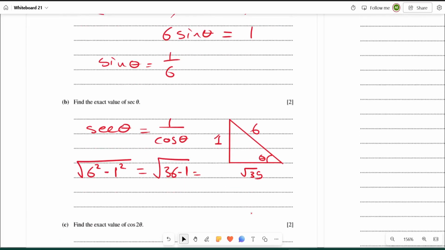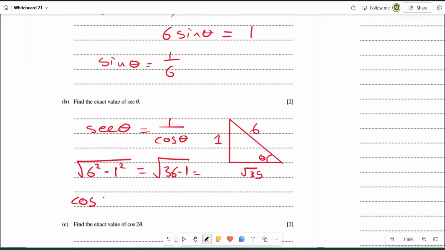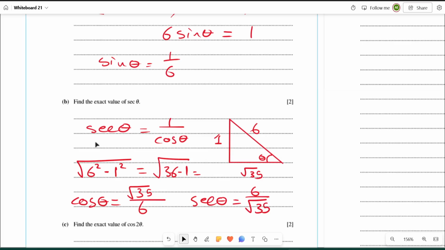From here, it's very easy to find cosine theta. Using SOH CAH TOA, CAH means cosine equals adjacent over hypotenuse. So cosine is going to be adjacent, which is root 35, over hypotenuse, which is 6. So secant theta is basically the reciprocal of that. So it's 6 over root 35. That is secant theta, and this is my answer over here.